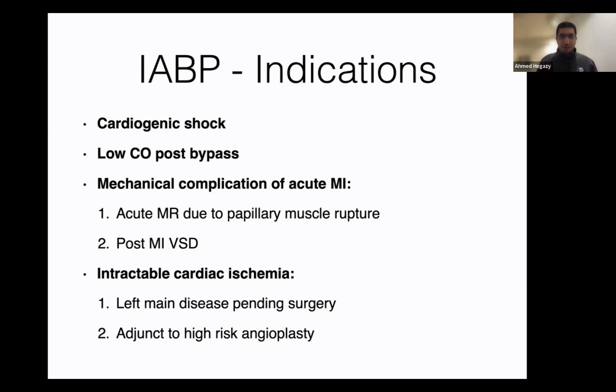But as I said, they only provide you with 500 mils to 1 liter of forward flow. So if you feel like the ventricle is failing enough that a balloon pump will not suffice, then you may need to put something more aggressive like VA ECMO or an Impella.